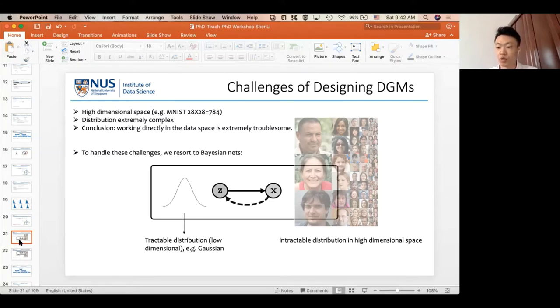So in a brief summary, we are faced with two major difficulties in designing a deep learning model.